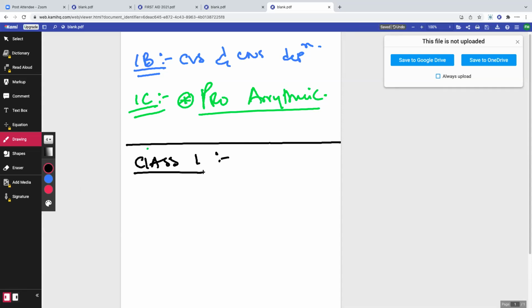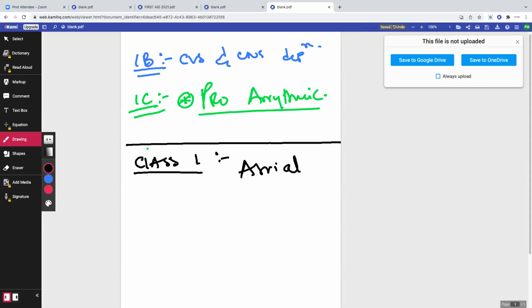The answer is class 1s are used for atrial arrhythmias. So can we use them for atrial fibrillation, supraventricular tachycardia? Yes or no? Yes, the answer is yes. So most of the time we use this for atrial arrhythmias, right?